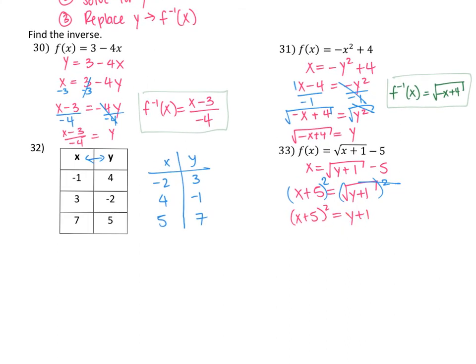So I'm going to move the 1 over by subtracting it from both sides. So I would have subtracted 1 from this side, and then I would have to subtract 1 on this side, so it's outside of the parentheses. And so now I have my inverse. So I'm going to call this f inverse, equal to (x plus 5) squared minus 1, as my inverse equation. And that's it, guys.